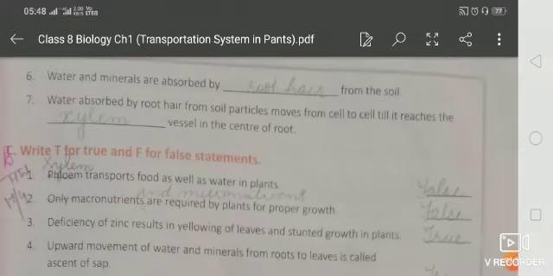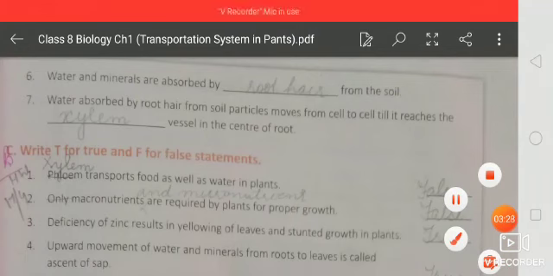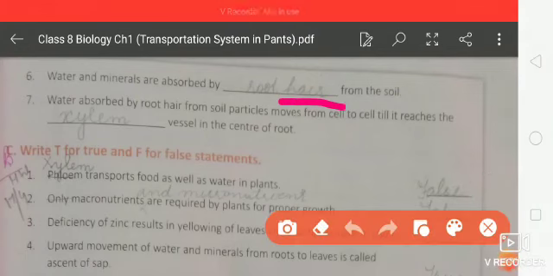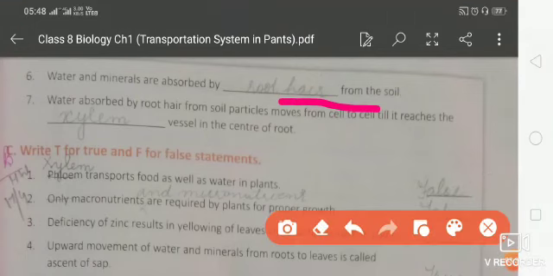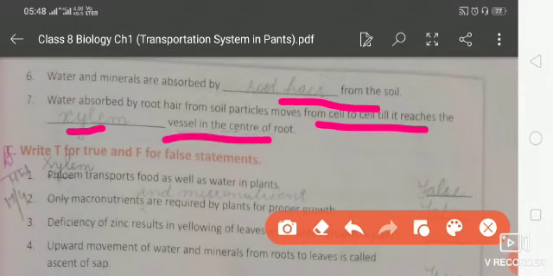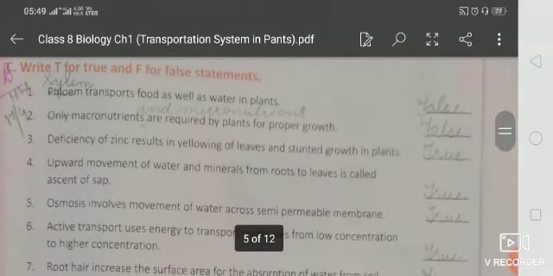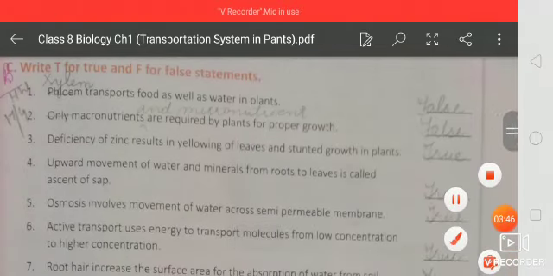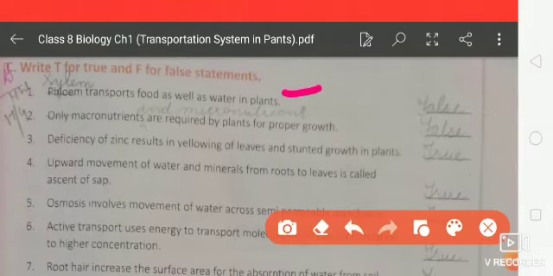Next one is water and minerals are absorbed by root hairs from the soil, and water absorbed by root hair from soil moves from cell to cell till it reaches the xylem vessel in the center of root. Next one is true and false. So here it is given that phloem transports food as well as water in plants.